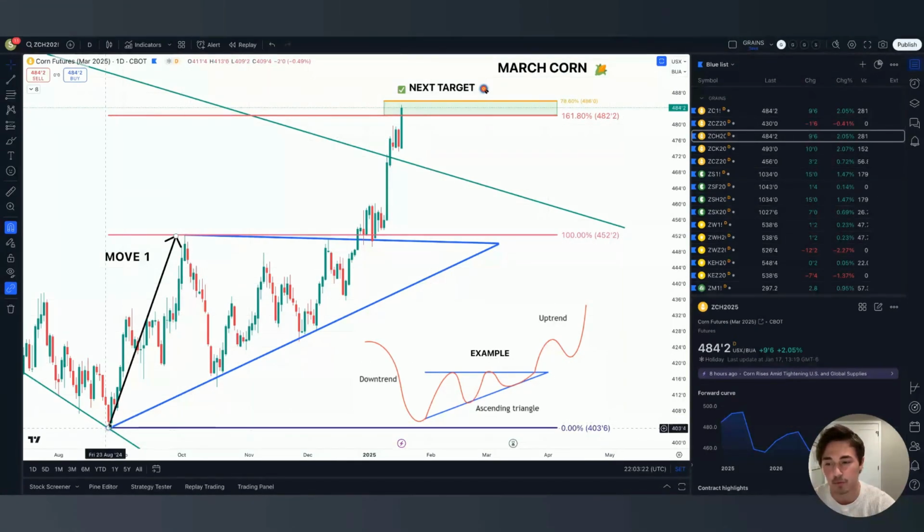So reason number one why 485 was my target is that it is the golden fib extension of this first move right here off our contract lows. So we have our contract lows around 403. We rallied up to 451. So 482 is 161.8% of this entire rally right here. So that is reason number one why 485 was my target.